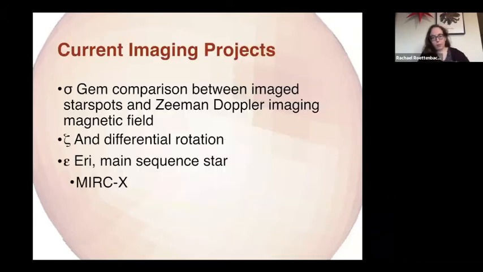So we have been working on getting some data from our MERC-X instrument, and we are also getting simultaneous EXPRES spectra. And EXPRES is the extreme precision radial velocity instrument that Debra Fischer here at Yale built for the Lowell Discovery Telescope. And so we've been trying to get simultaneous observations with that.